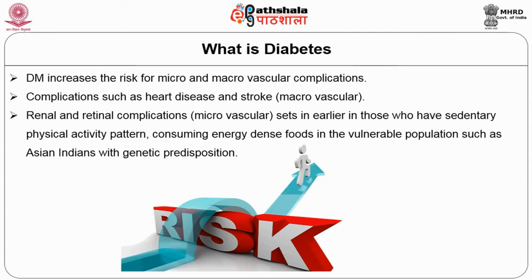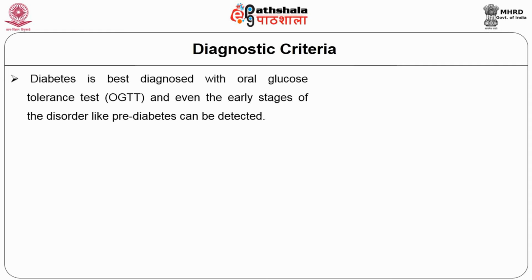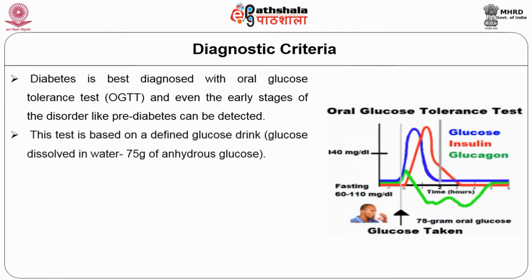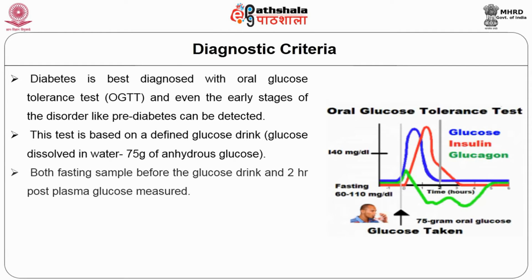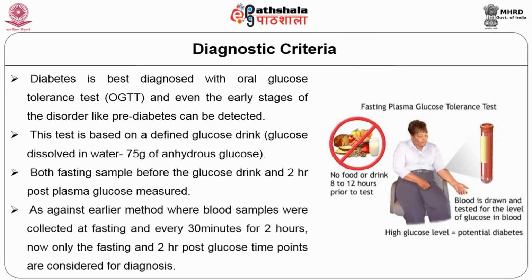Diagnostic criteria: diabetes is best diagnosed with the oral glucose tolerance test, called OGTT, and even the early stages of the disorder like pre-diabetes can be detected. On a defined glucose drink, 75 grams dissolved in 200 ml water, both a fasting sample before the glucose drink and a 2-hour post-load plasma glucose are measured, as against the earlier method where blood samples were collected at fasting and every 30 minutes for 2 hours. Now only the fasting and 2-hour post-glucose values are considered for diagnosis.